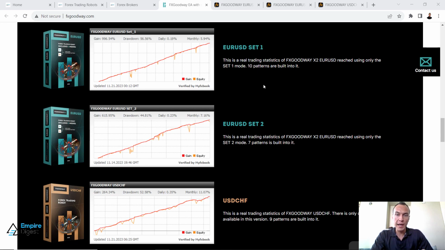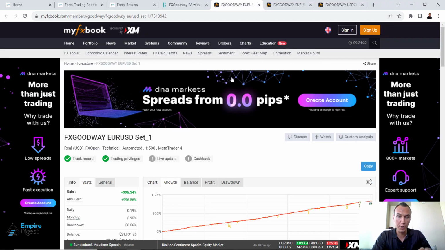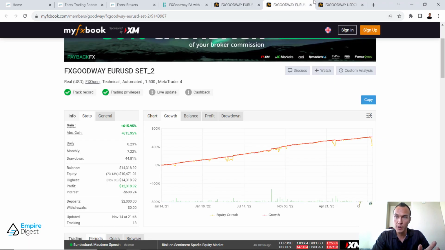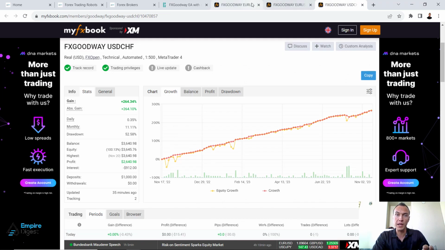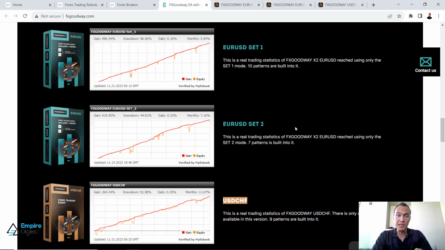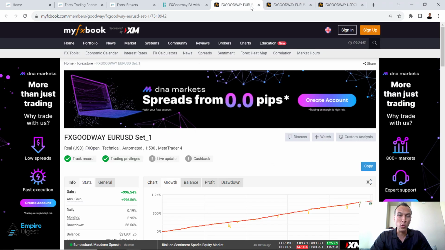I've actually gone and opened up all three of these set files, set 1, 2, and 3 for the FXGoodway robot. In actual fact, there is no set 3, I would call it the USD CHF, and I like this because this is my FX book results. I've opened up all three, and all three of them are looking really good, and it's very important that we look at as much detail as we possibly can.